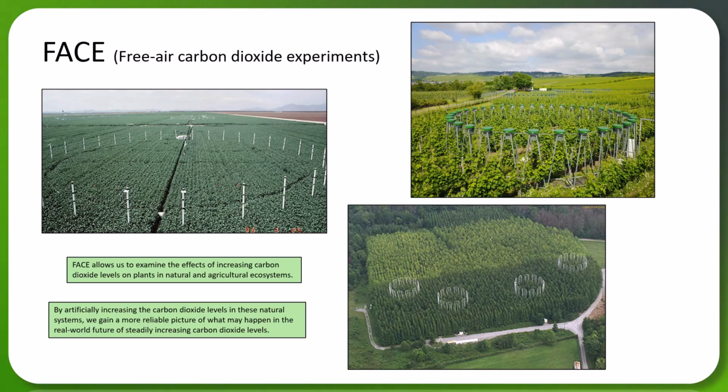Some plants grow faster while others show limited response due to nutrient or water limitations. Again, CO₂ concentration is not the only limiting variable or the limiting factor within plants, and these experiments are showing that. Just because we increase one limiting factor doesn't mean we're going to increase the rate of photosynthesis, because there are other limiting factors as well.